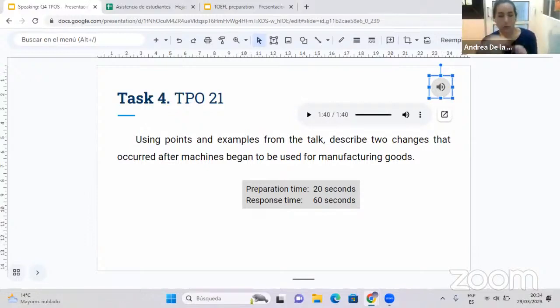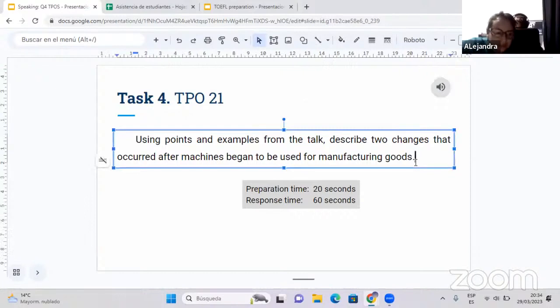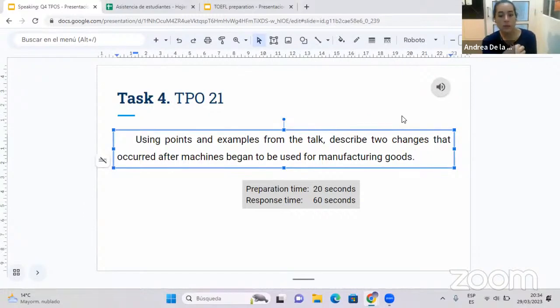Okay. Now, using points and examples from the talk, describe two changes that occurred after machines began to be used for manufacturing goods. Right? So two changes that occurred after machines began to be used for manufacturing goods. So now you will have 20 seconds to prepare your response.